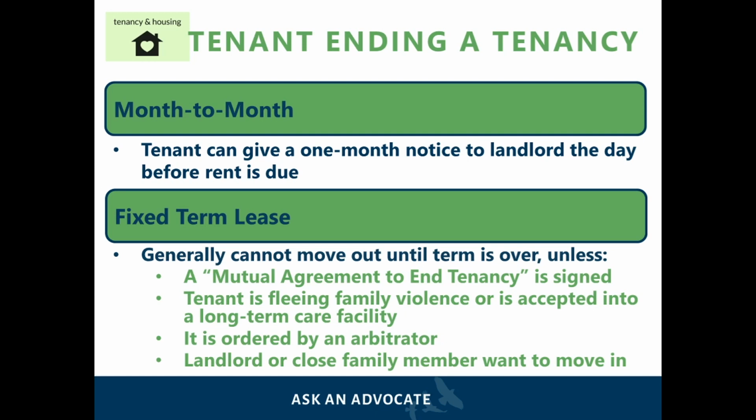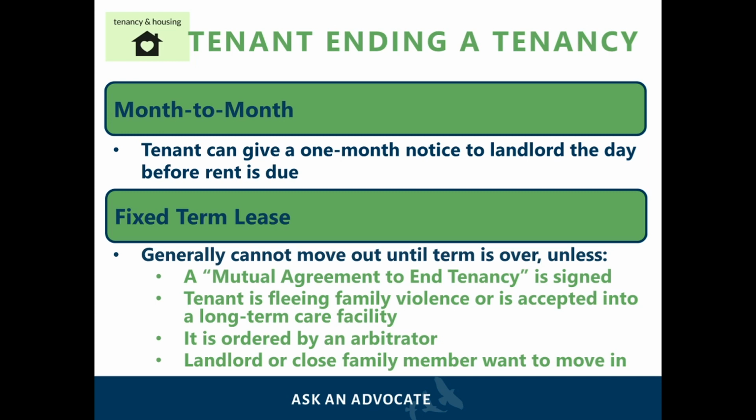For a month-to-month tenancy, a tenant can give a 1 month notice to their landlord the day before rent is due to inform them that they are moving out. So, for example, if a tenant is intending on moving out on November 1st and rent is due on the 31st of every month, then the tenant must give the landlord their 1 month notice on September 31st.